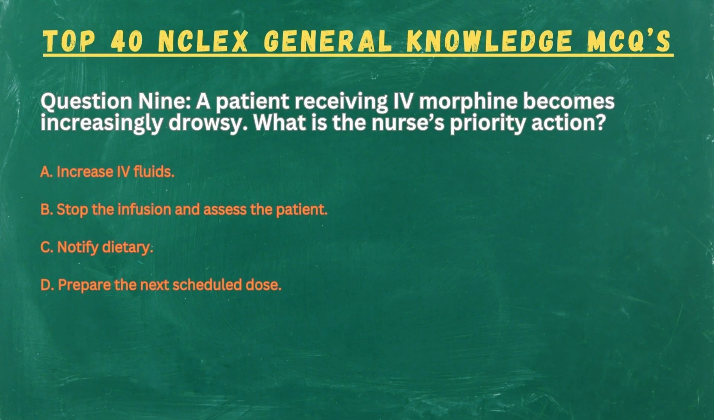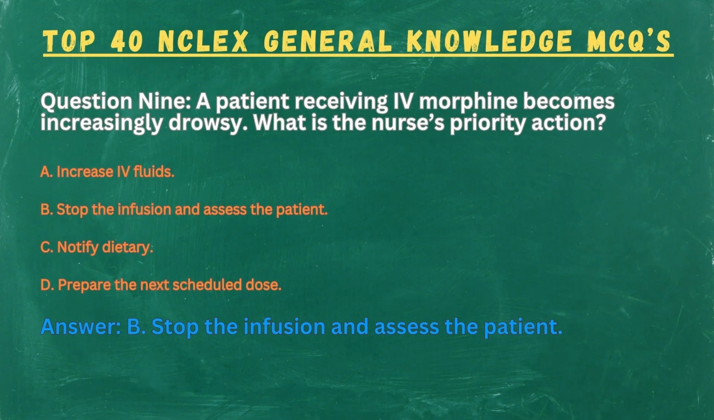Question 9. A patient receiving morphine becomes increasingly drowsy. What is the nurse's priority action? A. Increase fluids. B. Stop the infusion and assess the patient. C. Notify dietary. D. Prepare the next scheduled dose. Answer: B. Stop the infusion and assess the patient.